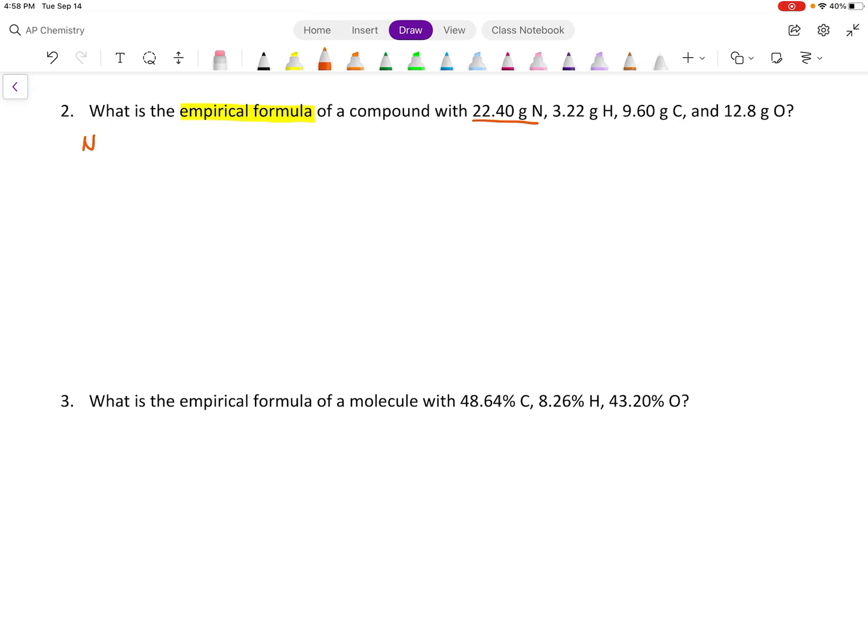So for nitrogen, we want to start with the 22.40 grams. And then I'm going to divide that by our 14.01 grams per mole, the molar mass from the periodic table for nitrogen. And we're going to essentially cancel out grams and be left with 1 over moles, which is the same thing as moles when we do our units. And we get 1.599. I'm going to write moles.